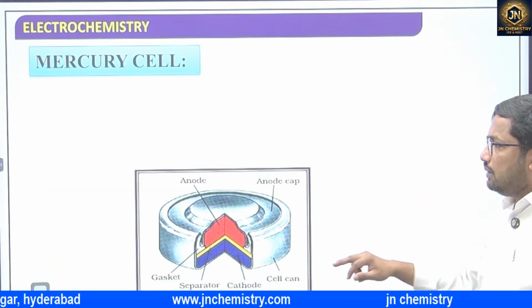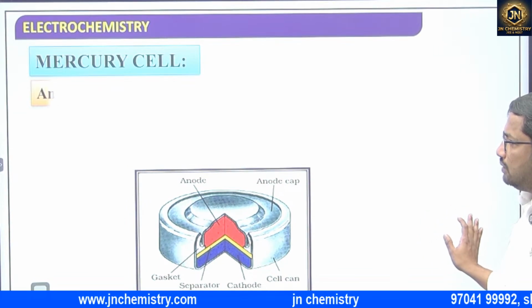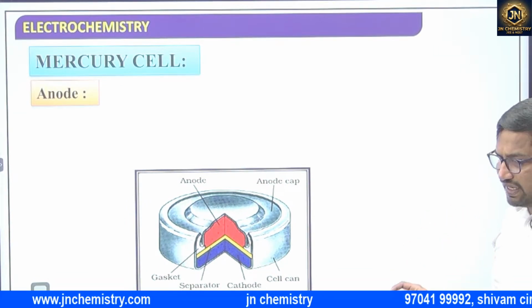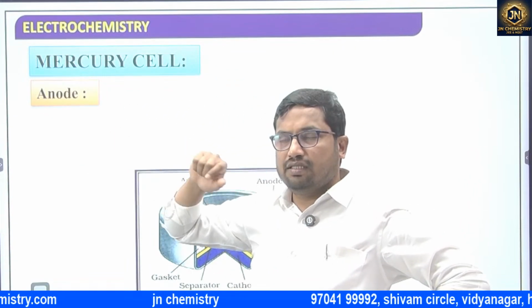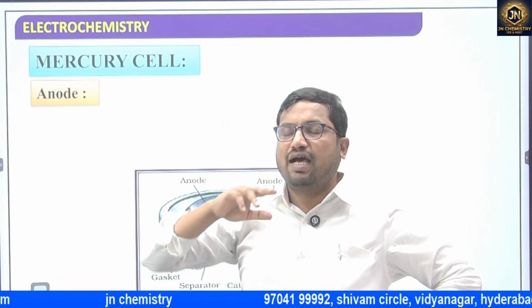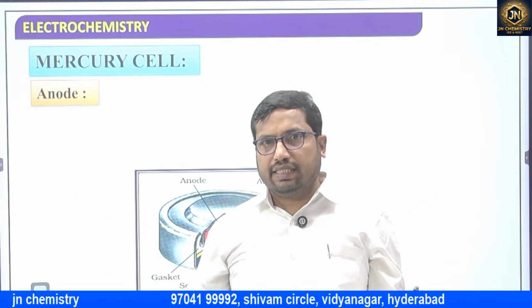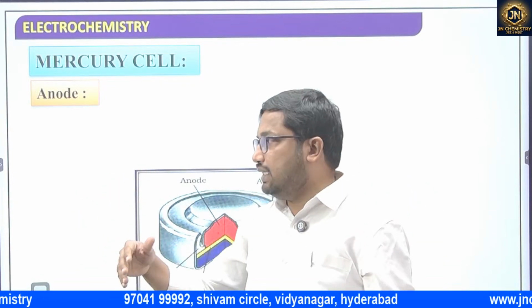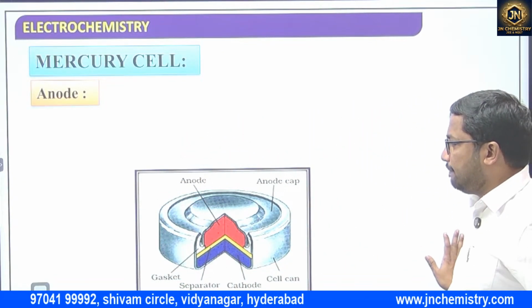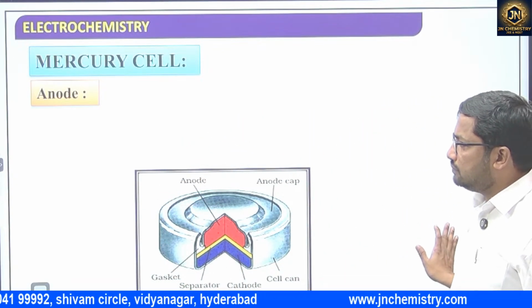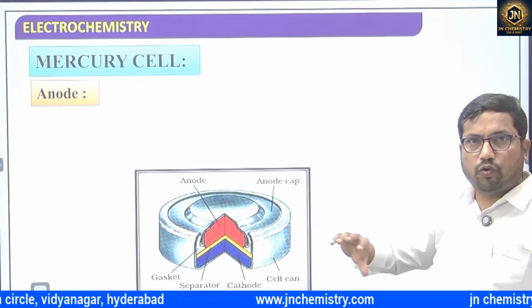So mercury cell, the mercury cell is like this. Working is the same, electrochemical cell. Whatever we discussed, we learned a standard one, but practically the construction is like this. Okay. Sir, what about the salt bridge in that? The salt bridge and everything, the model is different.